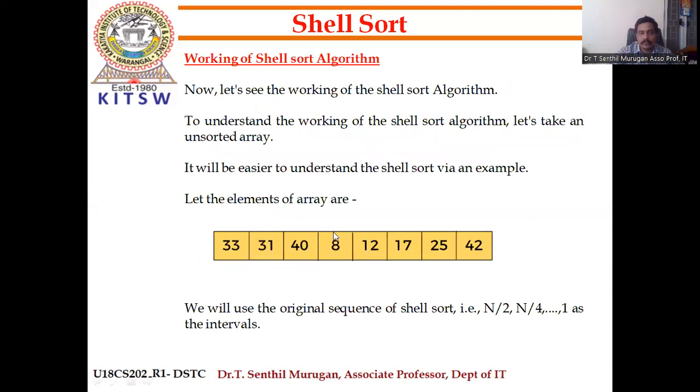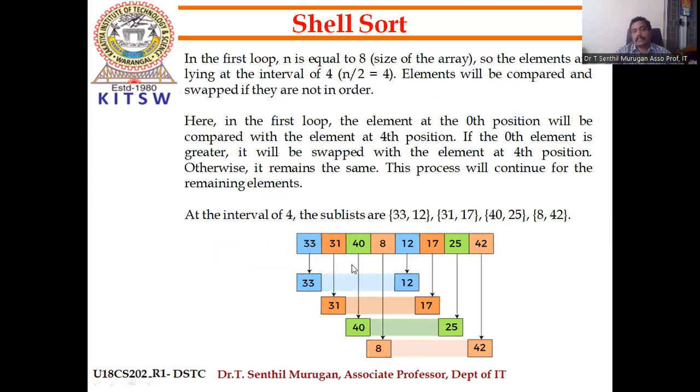Now, initially how many values are there? In this initial array, 1, 2, 3, 4, 5, 6, 7, 8, there are 8 elements. n equals 8. So initially you will take n by 2. n by 2 means the first 4 elements and the second 4 elements. See this example: the first 4 elements are kept in blue color and compared with the other color. So 33 is compared with 12, to see if it is greater or less.